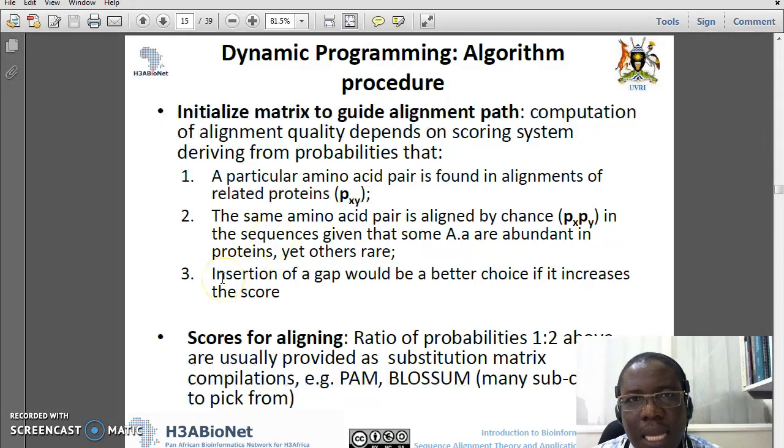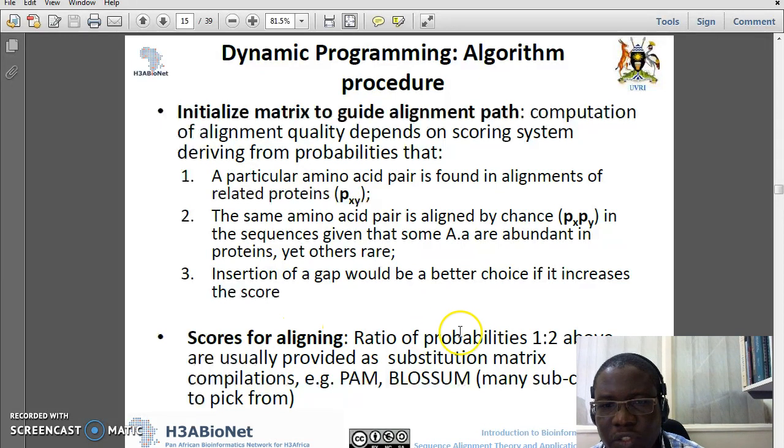And sometimes you don't really have to align or mismatch, so you just have to create a gap if that would increase your score in the long term, and the program has a way of finding that. Now, the scores for the alignment of the ratios that you see above, I'd say their probability, but in the tables where you check them up, they're going to appear as substitution matrix compilations. Some of them are PAMs, others are BLOSUMs, and there are many subclasses to pick from, as we shall learn later. But all of those are going to be the ratios of the two relationships that I described earlier, and we shall learn more about those in the coming slides.